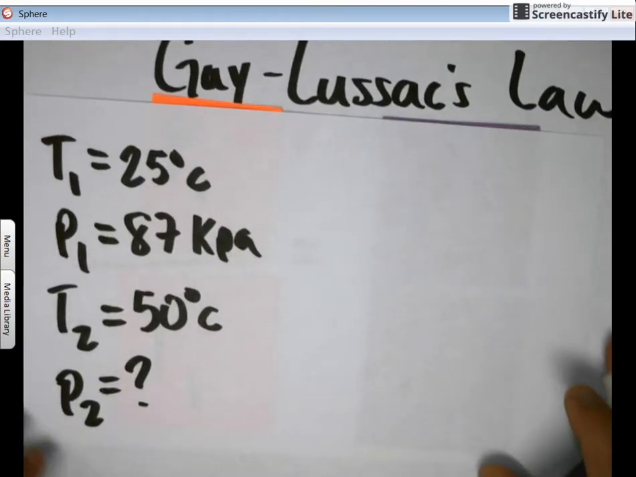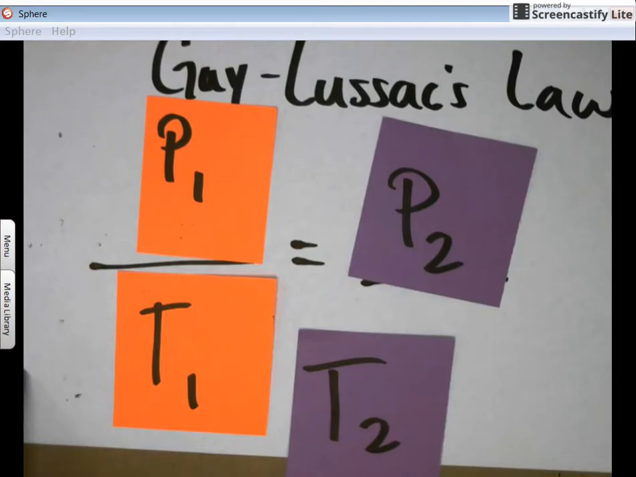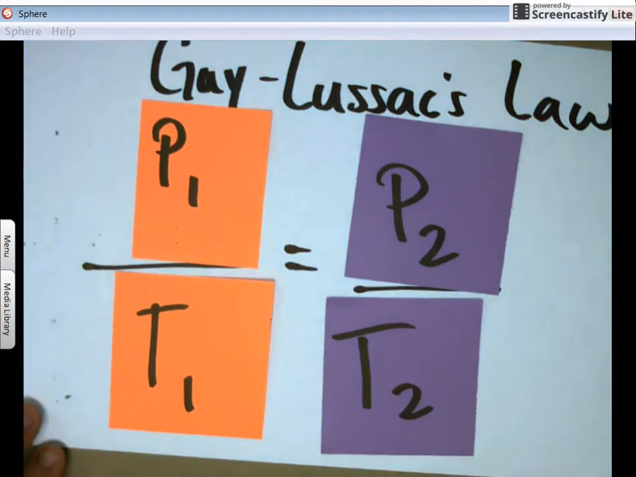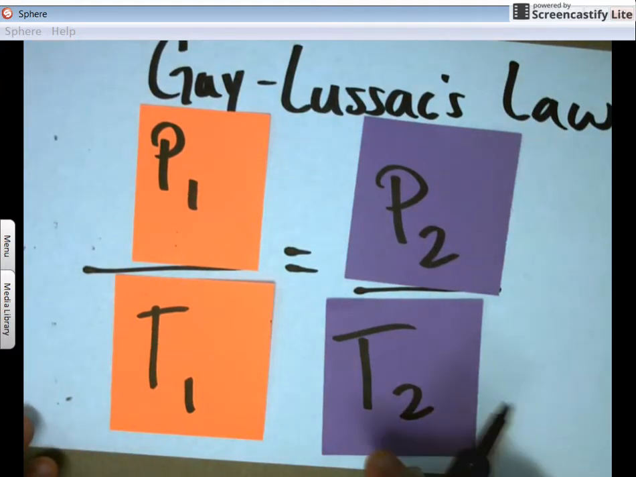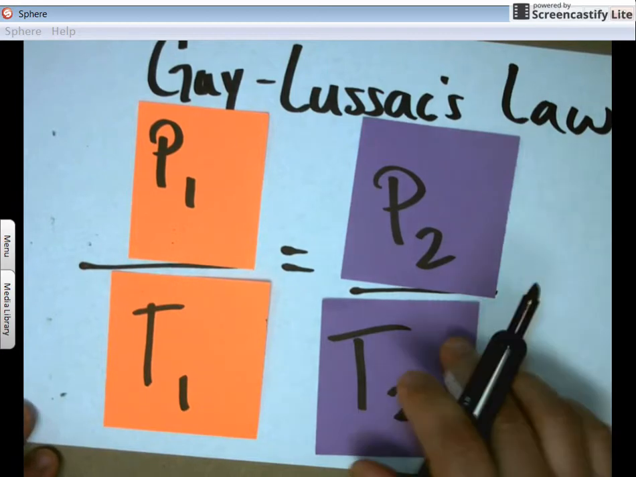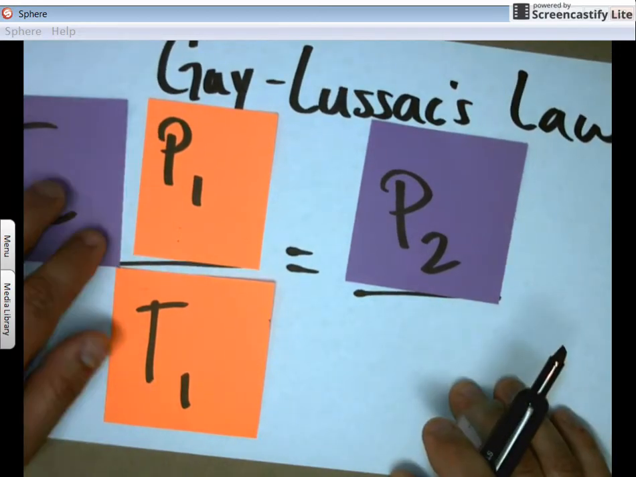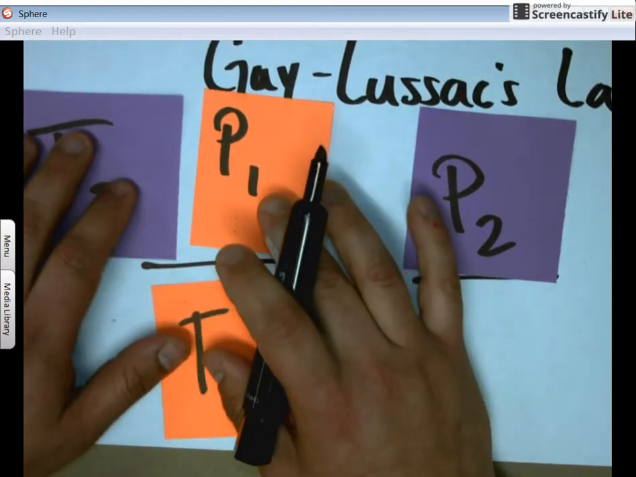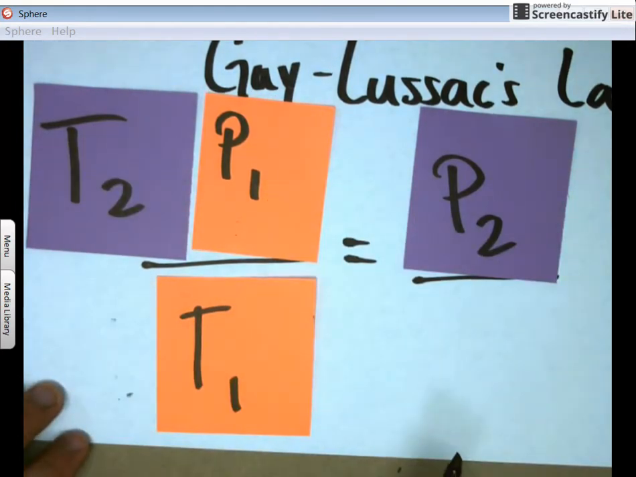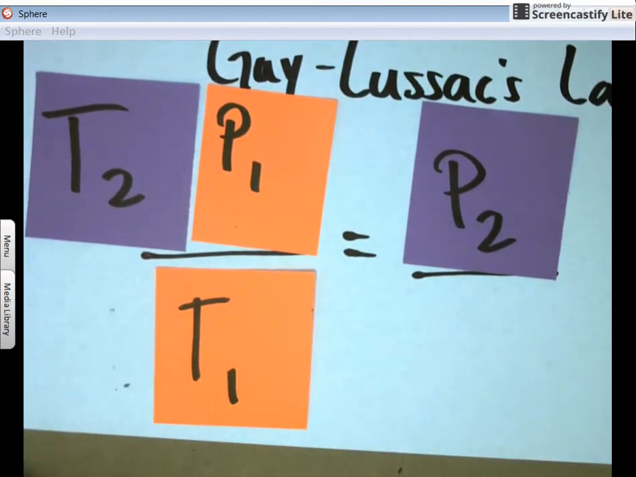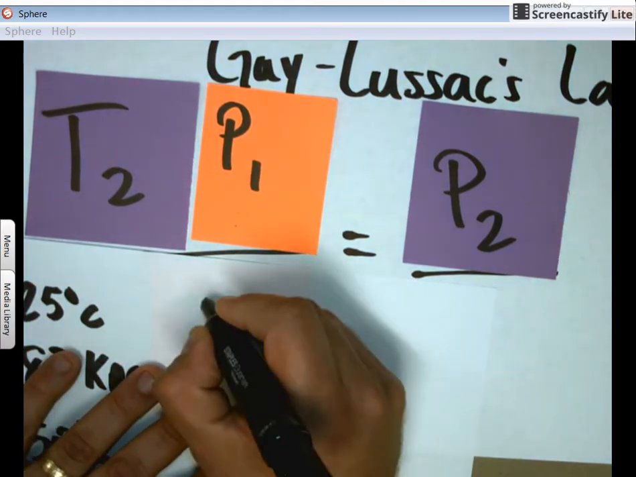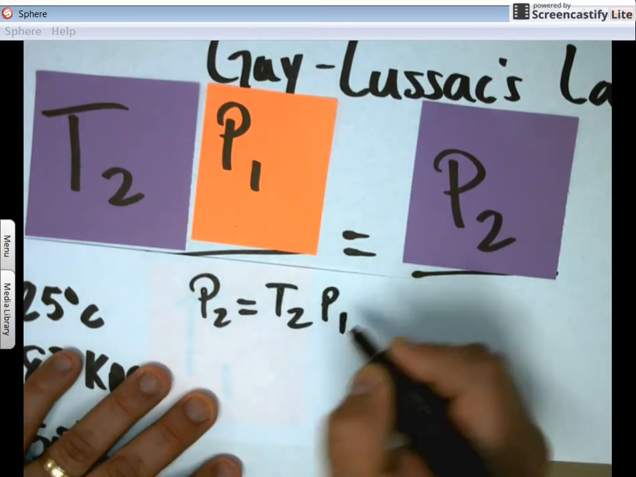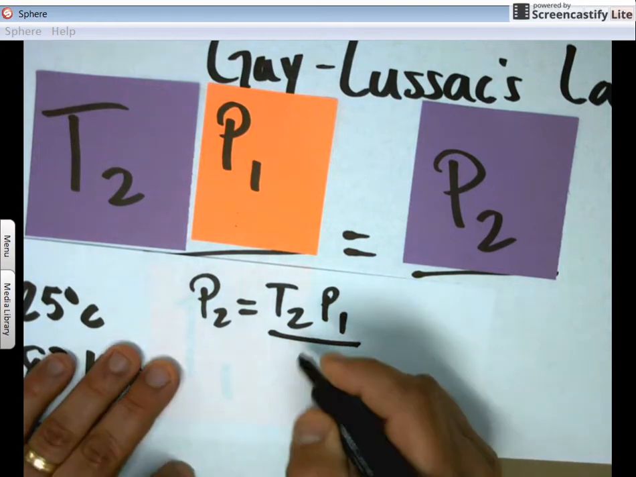So I've got to manipulate Gay Lussac's law to solve for P2. Basically, I'm going to have to get rid of this T2. I get rid of it by multiplying both sides by T2. So if I multiply by T2 over here, I've got to do the same thing over here. Basically, it puts my T2 over there. And here's your equation for the second pressure. All right, so I'll rewrite that. P2 is equal to T2 times P1 all over T1.